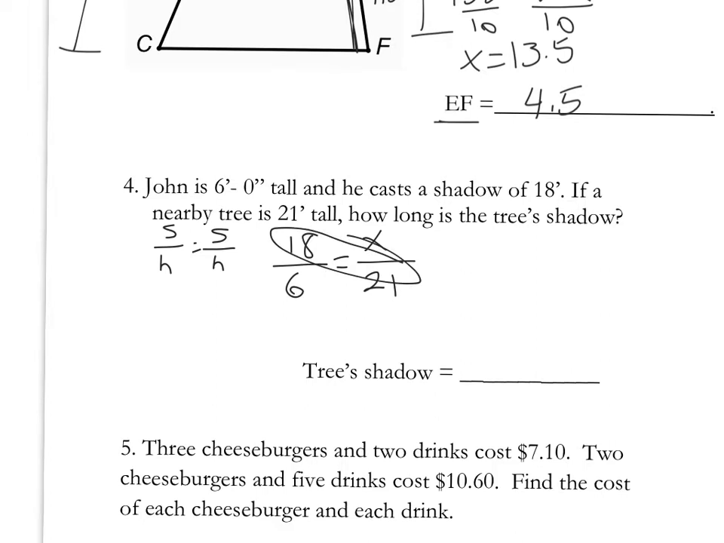Sure, good. So 18 times 21 is 378, and then equals 6x. Divide both sides by 6. It's going to give me 63 feet equals that shadow for the tree.